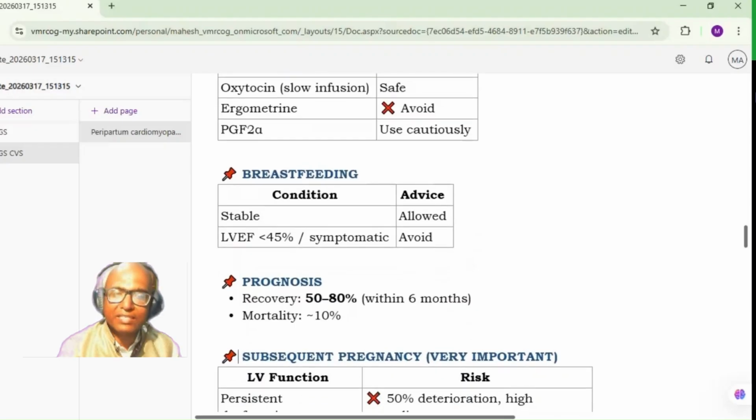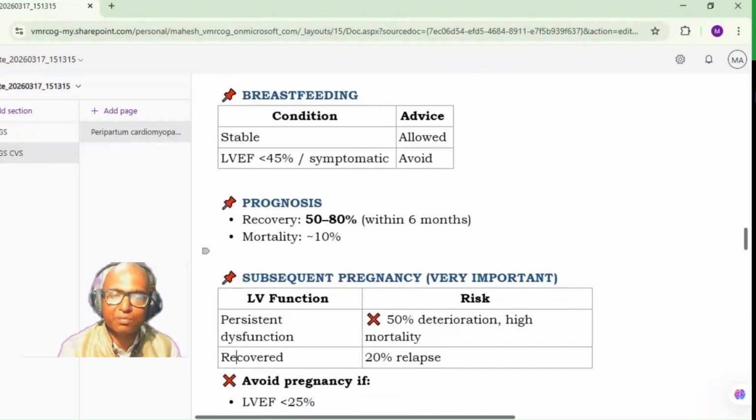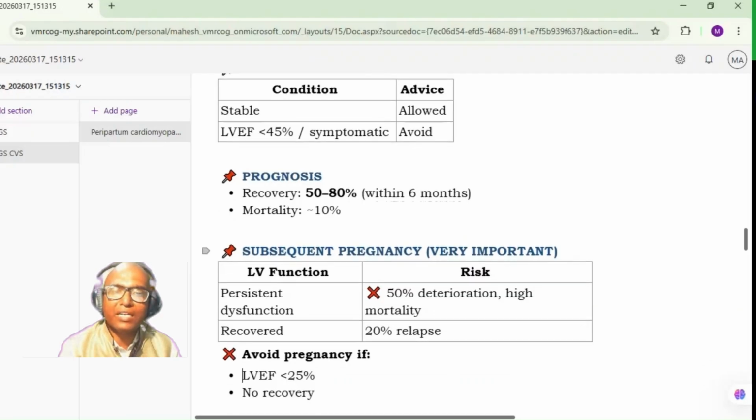Breastfeeding is allowed for the stable condition. Look for the ejection fraction. If the ejection fraction is less than 45%, or if the patient is symptomatic, then breastfeeding needs to be avoided. Okay. Prognosis: recovery is seen in around 50 to 80% of cases, generally within 6 months, and mortality is around 10%.